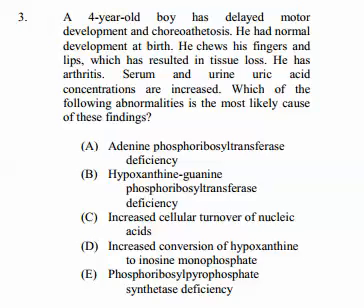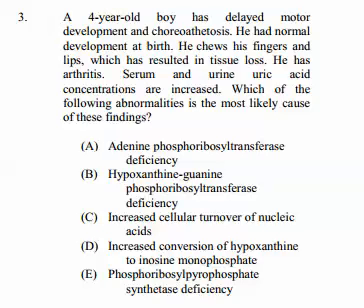Number 3, a 4-year-old boy has delayed motor development and choreoathetosis. He had normal development at birth. He chews his fingers and lips, which has resulted in tissue loss. He has arthritis. Serum and urine uric acid concentrations are increased. Which of the following abnormalities is the most likely cause of these findings?